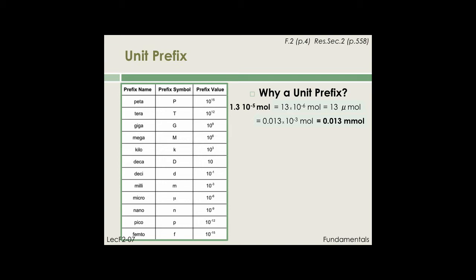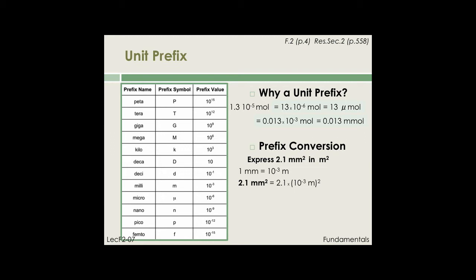There will be many instances in this course where you need to carry out prefix conversions. So let us practice this type of conversion. For example, let's express the area given by 2.1 square millimeters in the SI unit of square meters. We know 1 millimeter is equal to 10^-3 meter. So 2.1 square millimeters is equal to 2.1 × (10^-3 meter)^2, which is equal to 2.1 × 10^-6 square meter.